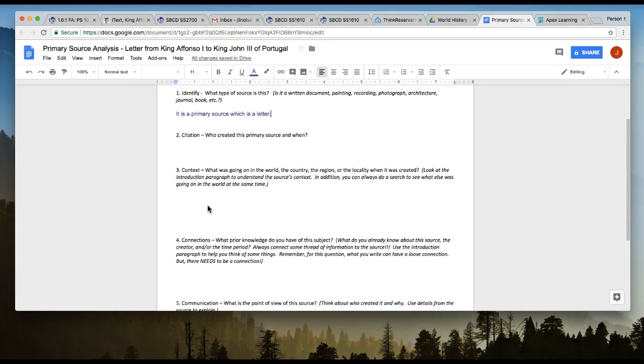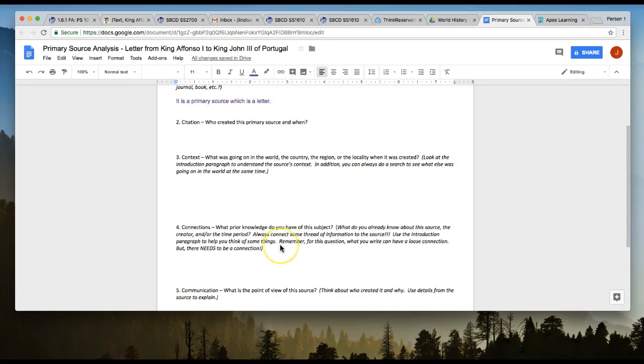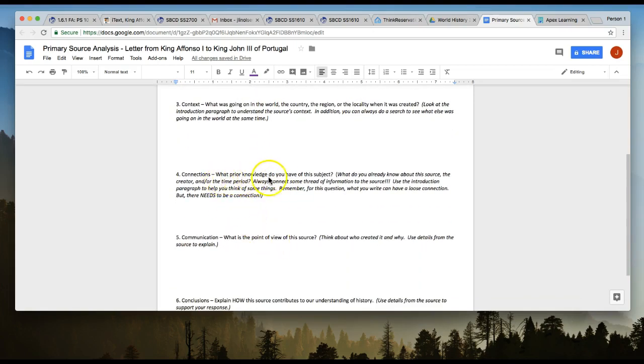Okay, now the context question, what was going on in the world when the letter was written? So use what we have learned so far in our world history course to tell me what was going on in the world at the time that King Affonso wrote this letter. Okay? What prior knowledge do you have of this subject?